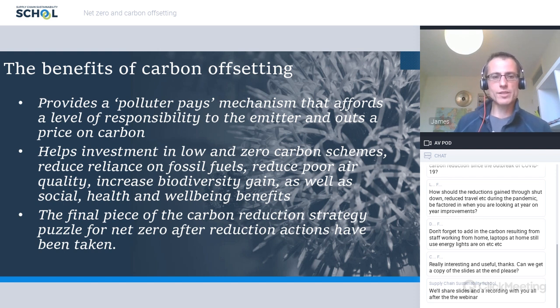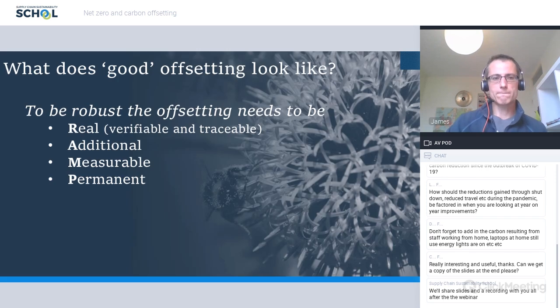And if you have a carbon reduction strategy and you're looking to get to net zero, it can be that final piece in the puzzle for you to achieve that, once you've done all the other actions that I was talking about earlier. So what does good offsetting look like? There's 4 key areas, and people will place these in slightly different orders, and they might use slightly different words, but essentially, for it to be robust and avoid the accusation of greenwashing, it needs to be real. And there have been offsetting schemes that aren't real, and to be real, they need to be verifiable and traceable. Can they be traced back to a particular location, a particular organisation, and can you verify that they are actually about offsetting? They need to be additional, and that means that they're going above and beyond business as usual.